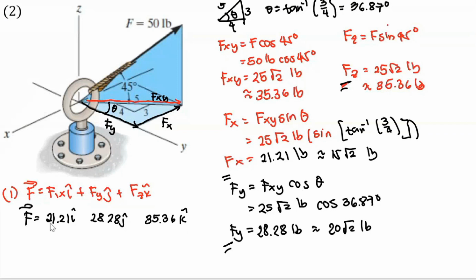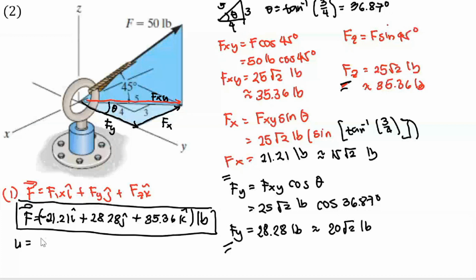Ang ating x ay positive, negative? Negative Fx, po. Negative. Okay, yan yung ating Fy, positive, negative? Positive po. Again, mano-mano ang paglagay natin. Z, positive, negative? Positive. So, therefore, our answer will be negative 21.21 I hat plus 28.28 J hat plus 35.36 K hat, and that is pound. So, this is for number 2.